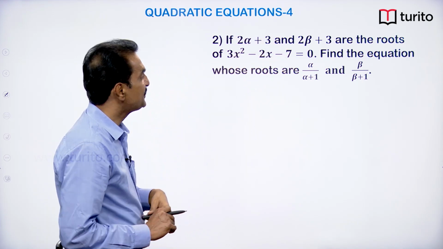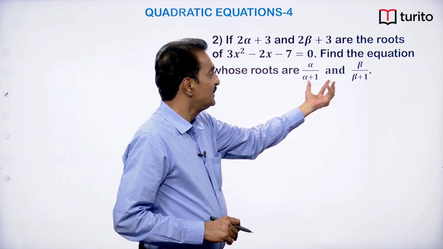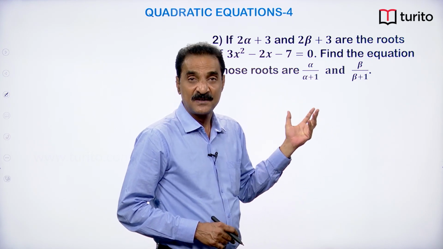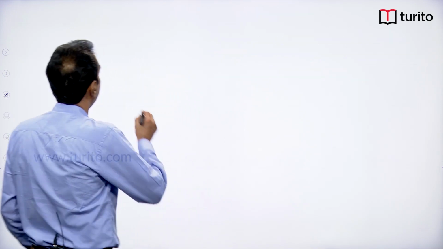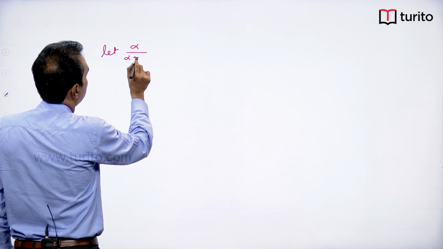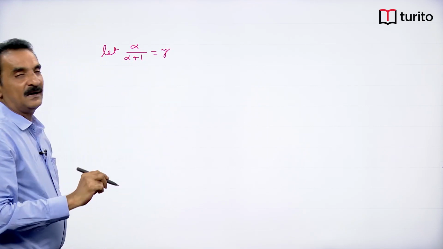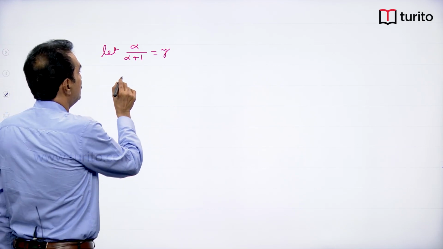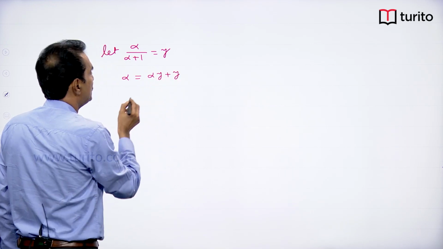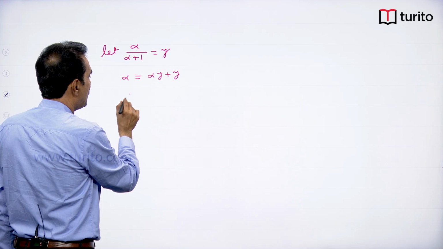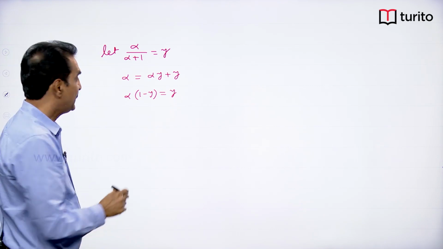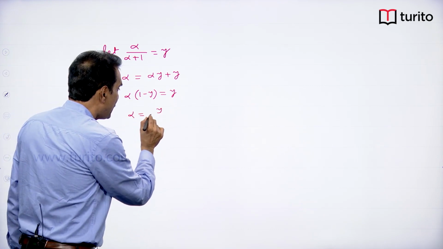Okay. So, what we should do, as usual, we take the new roots as y, either alpha by alpha plus 1 or beta by beta plus 1 as y. Then let alpha by alpha plus 1 be equal to y and calculate alpha. Cross multiplying, alpha is equal to alpha y plus y. Then taking alpha this side, alpha into 1 minus y is equal to y. We get alpha is equal to y by 1 minus y.